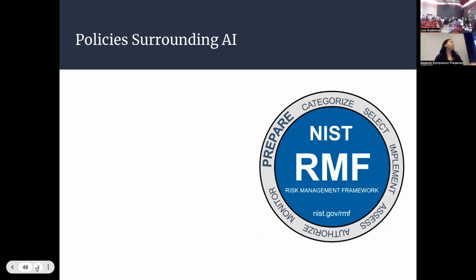Right. And then I want to talk a little bit about policies. I didn't do too much diving into the policies, and everything is very new. However, NIST, which is the National Institute of Standards and Technology, releases the RMF, or Risk Management Framework, which is a 7-step process, which, as you can see around the little circle, those are the 7 steps. Prepare, categorize, select, implement, assess, authorize, and monitor.